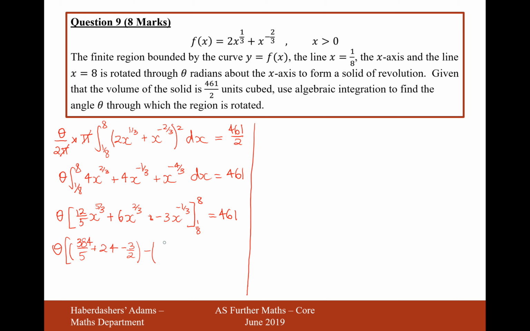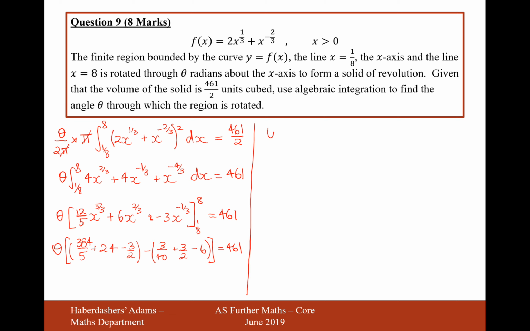Then it's going to be minus, and the first one, substitute the 8th in on the bottom, that's going to be 3 over 40. Then the next one, substitute in 8th into the middle one, that would be minus, so that would be plus 3 over 2. And the last one will be minus 6. And all of that will add together to make 461.